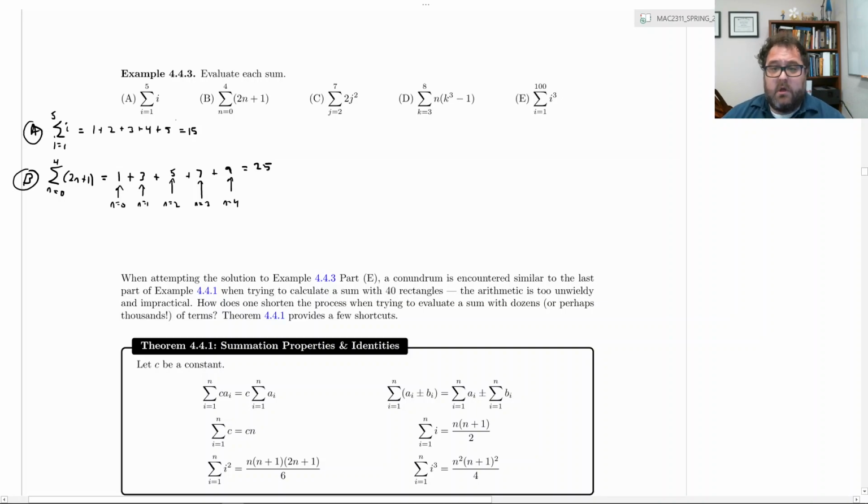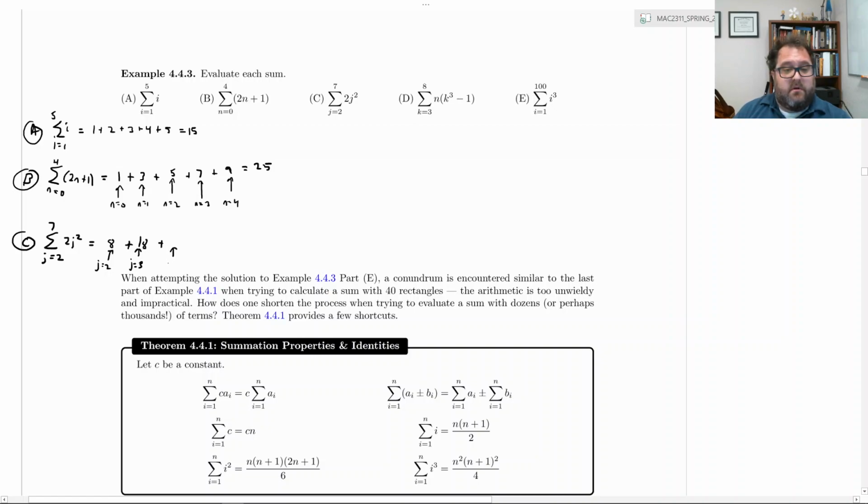Okay. What about C? It's the sum from j equals 2 to 7 of 2j squared. Okay, so we plug in a 2 to start with. You get 2 times 2 squared. So 2 squared is 4, times 2, that's 8. So that's when we plugged in j equals 2. Plus, now let's plug in j equals 3. 3 squared is 9, times 2, that's 18.